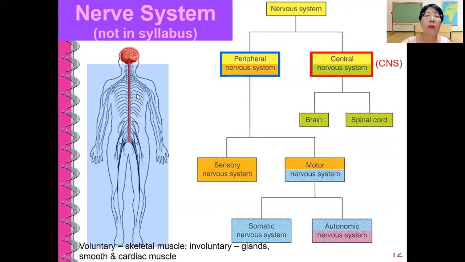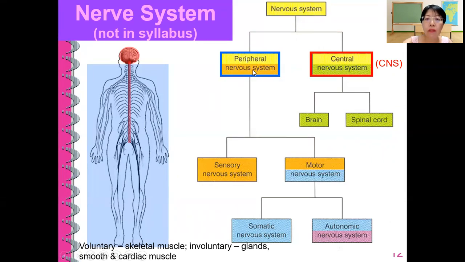So the rest of them can be from the brain to your chin, to your eyes, the muscles at your eyes, for you to control the movement of your eyes and also your eating, chewing, talking. This is from the brain. Then it can be from the spinal cord to your hands, to your legs, and then to the muscles around our body. Those are the peripheral nervous system.